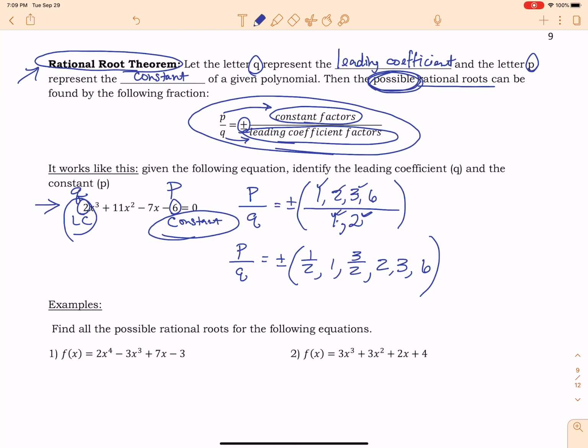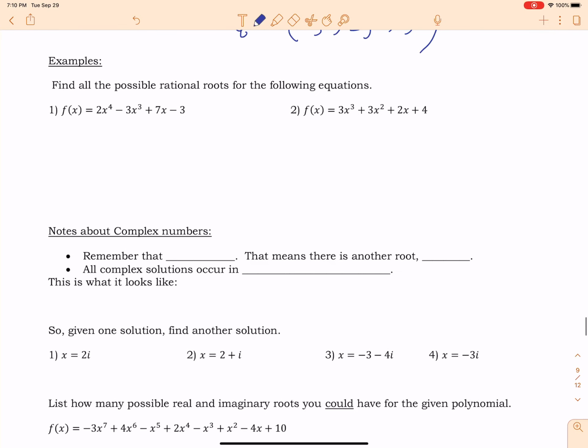All right? So if you struggle with that, here's what you can do. You could do it this way. I've got 1 over 1, 1 over 2, 2 over 1, 2 over 2, 3 over 1, 3 over 2, 6 over 1, 6 over 2. And then you can just reduce those and get rid of your repeats and put them in order from least to greatest.